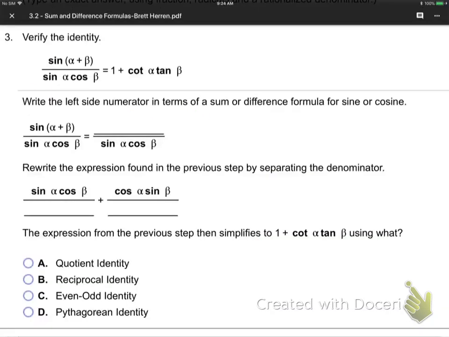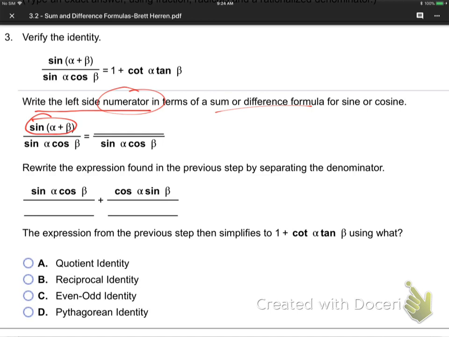All right, so there we go. They're saying, all right, show that this identity is true. Verify the identity. Sine of alpha plus beta over sine alpha times cosine beta is that. So why would that be true? Okay, well, they're gonna lead us through it piece by piece. First off, they're saying write the left side numerator in terms of a sum or difference formula. In other words, look, that's sine of two things added, huh? So we can use formula number 1. Can't we? Right there for the top, for the numerator, we can use formula number 1.